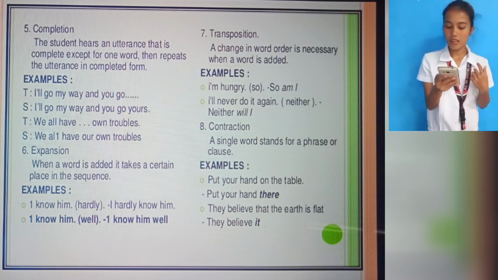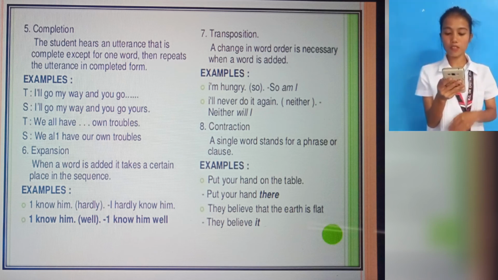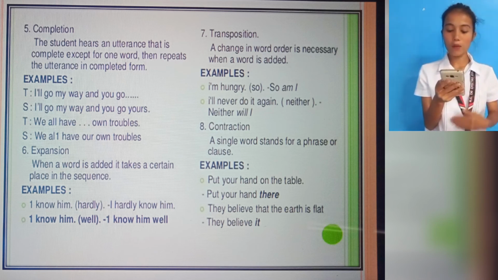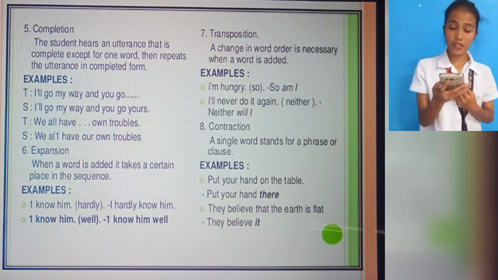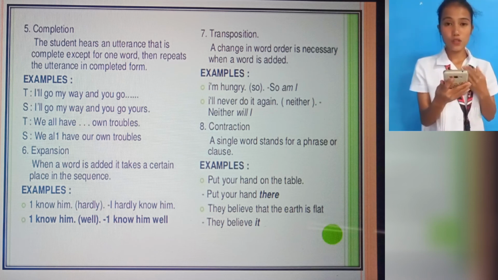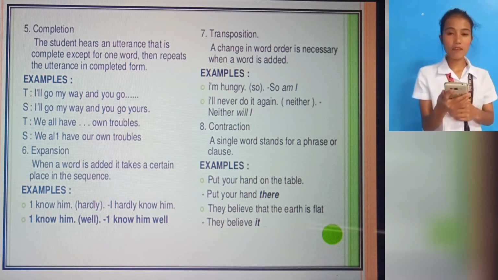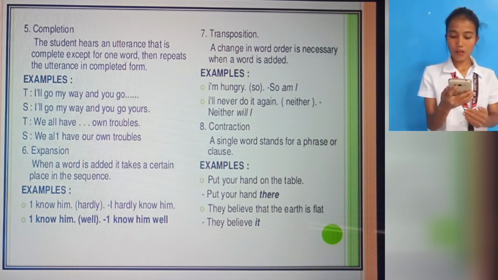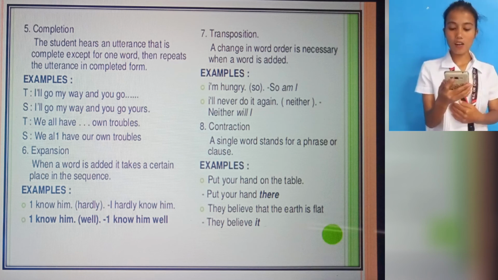So another is the transposition. So it is a change in word order that is necessary when a word is added. Examples, I'm hungry. So the words added are so am I. Another is I never do it again. So the words added are neither will I. So last is the construction.